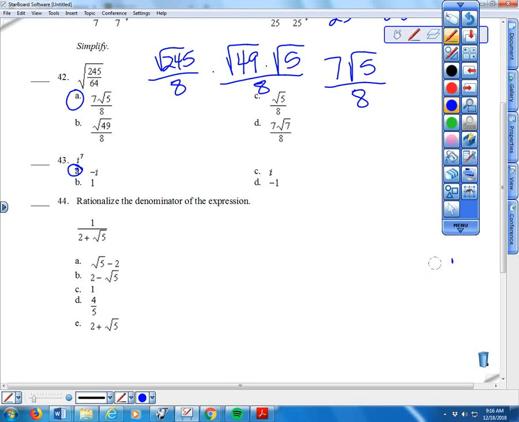So let's just do another one here. Divided by 4, the remainder is 1. So it's just going to be i.